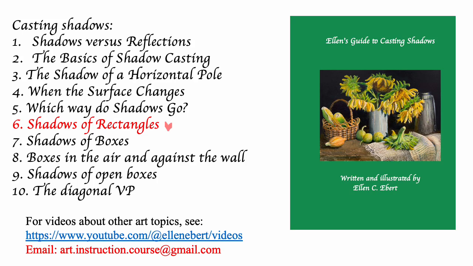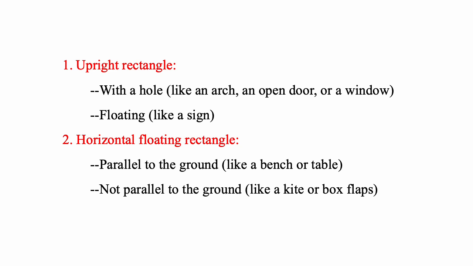This video is about the shadows of rectangles, but I encourage you to see the previous videos so you can better understand what I'm saying here. I'll talk about two basic types of rectangles. There are the upright rectangles. If they have a hole, you think of an arch or an open door or a window. And if they're floating above the ground, you think of a sign. A horizontal floating rectangle would be parallel to the ground if it's like the seat of a bench or a tabletop. But it could also be not parallel to the ground, particularly box flaps.